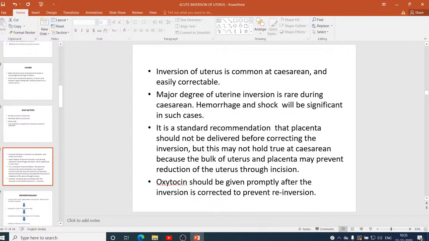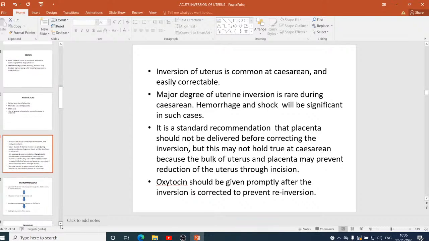There is a standard recommendation that placenta should not be delivered before correcting the inversion of the uterus. But at times this may not hold true in case of cesarean, because the bulk of the uterus and the placenta may prevent reducing the uterus through the incision. So if half of the placenta has separated, you can remove the rest of the placenta and try correcting the uterus. And oxytocin should be promptly given after the inversion is corrected, so that you can prevent reinversion of the uterus.